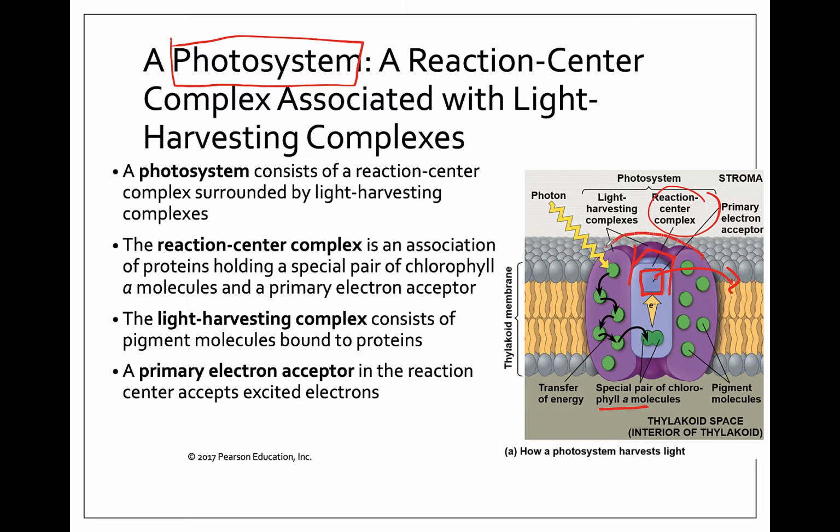Surrounding this center, so you imagine this is a whole sphere, like a donut, is what's called a light harvesting complex. And this consists of different pigment molecules. So we have all of these green chlorophylls. We could have different pigments as well besides chlorophyll here. And those are going to absorb the actual photon of light, and they're going to pass that energy along between them until it gets to the center.